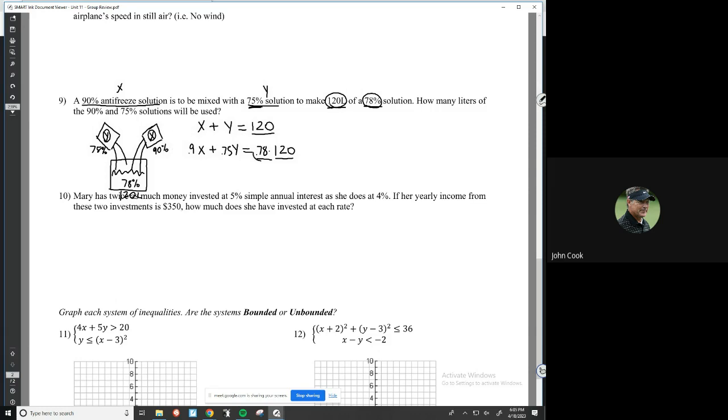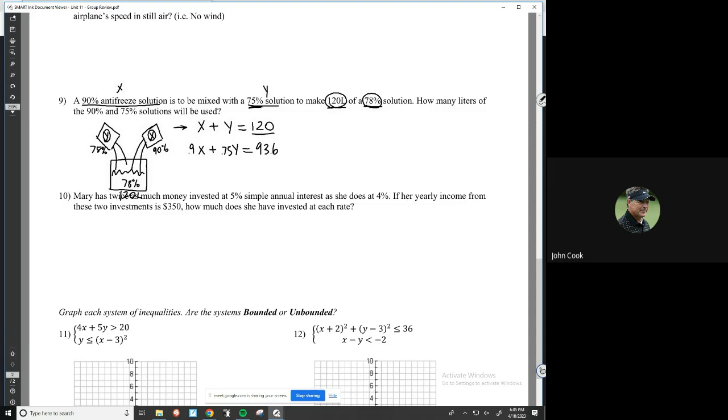I can multiply these two together. So if I use my calculator, 0.78 times 120, I get 93.6. So I can just replace that with 93.6. And then this is just like a regular old simple system of equations. So how do I want to do this? I think I'd probably use substitution.